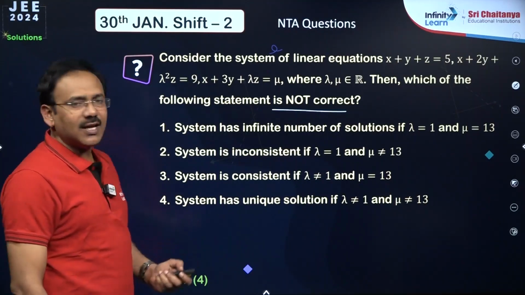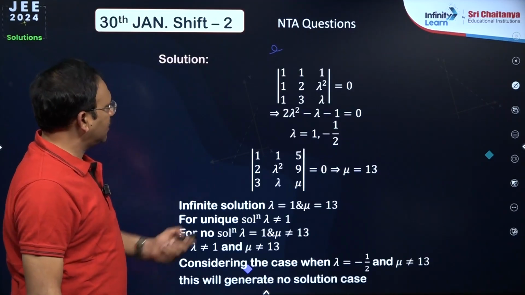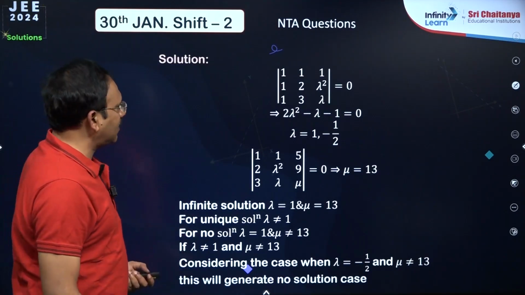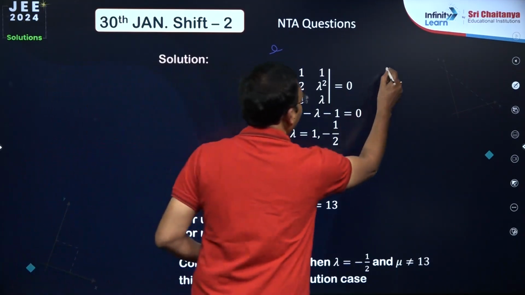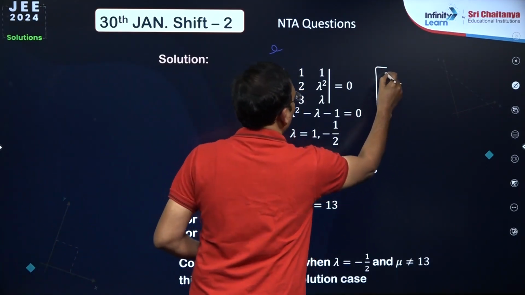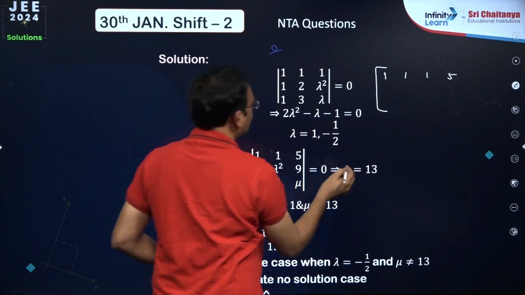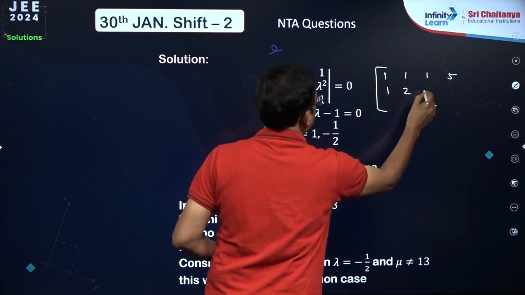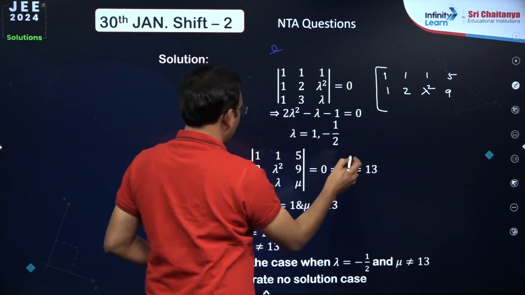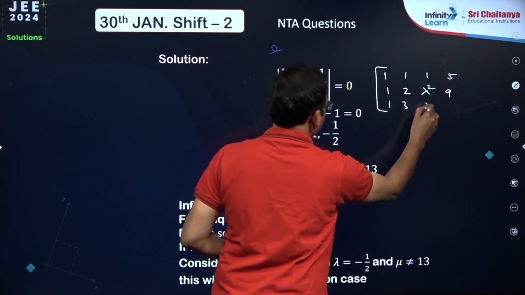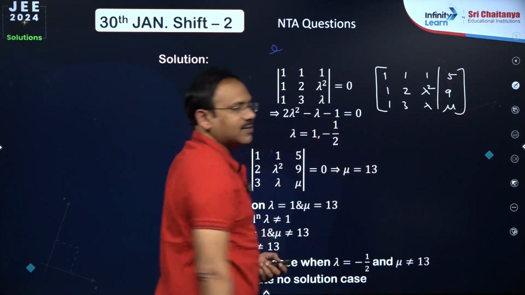So better we shall take the 3 equations in augmented matrix. Here, we have given Cramer's method, but better let me take the augmented matrix of the given one. So it will be like A by B. The coefficients will become 1, 1, 1 and 5. The second equation is 1, 2, lambda square and 9. The third one is going to be 1, 3, lambda and mu. So this gives the augmented matrix A by B.